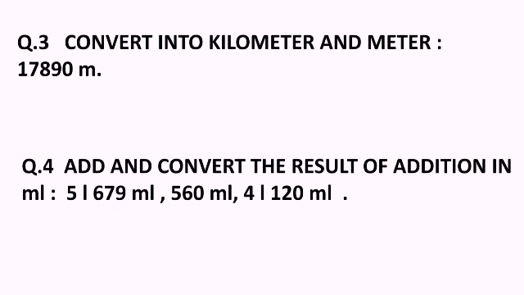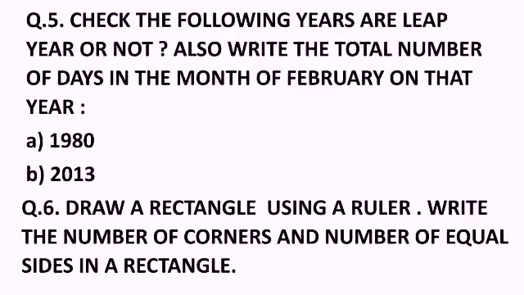So do it. Now let us read the 5th number question. This is a question from Time Goes On, and I think you have learned it very well. Check whether the following years are leap years or not. Also write the total number of days in the month of February in that year. So 2 years are given here, 1980 and 2013. You have to check whether each is a leap year or not.